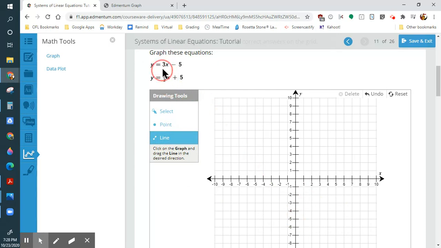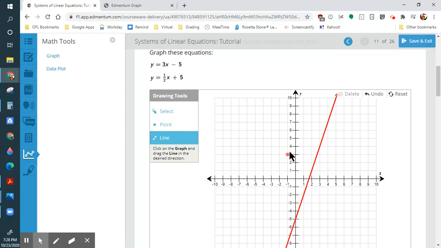And according to this, I have to go up 3 over 1. So I'm going to start at -5. I'm going to go up 1, 2, 3. I'm going to go over 1. Boom. Perfect.